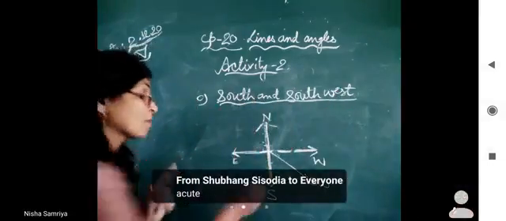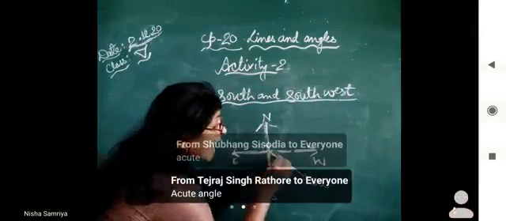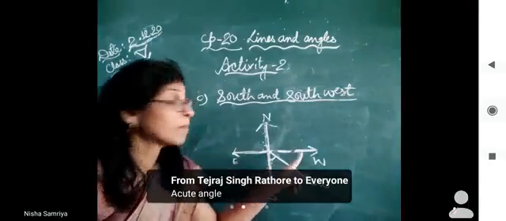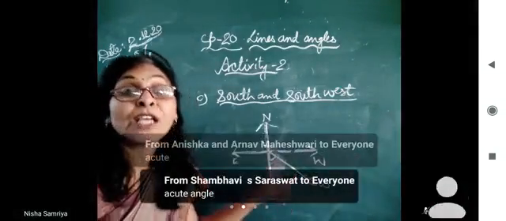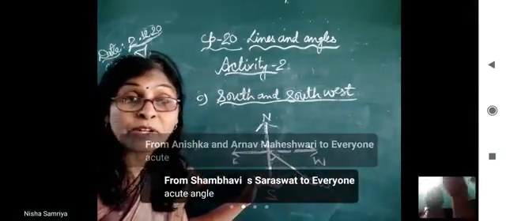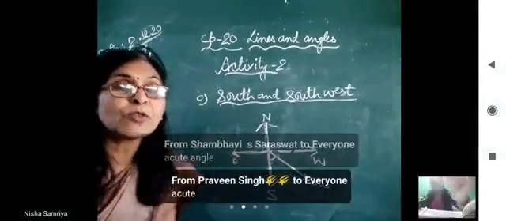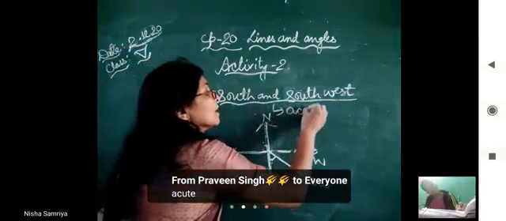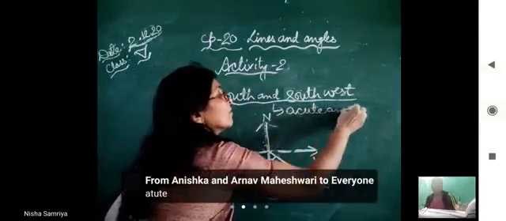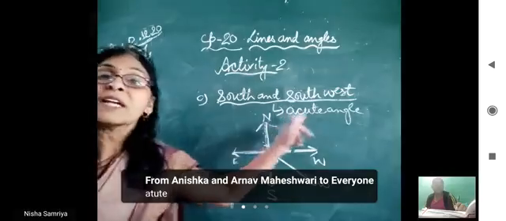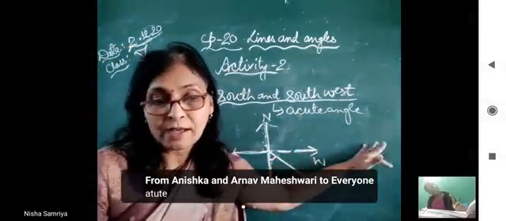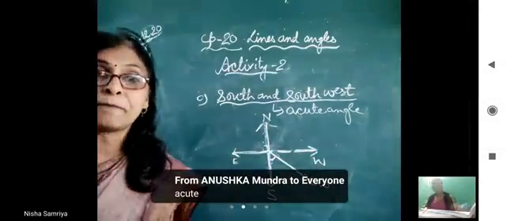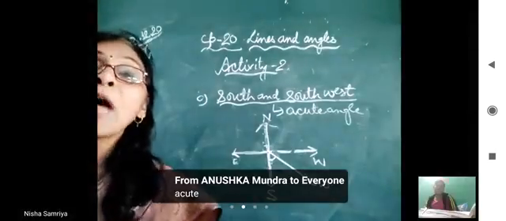Now you see south and south west, here more than 0 degree but less than 90 degree. Which angle is formed? That is the acute angle. So here in between, acute angle is formed. Which kind of angle is formed? That is acute angle. Now students, you see the question number 10. That is true and false.